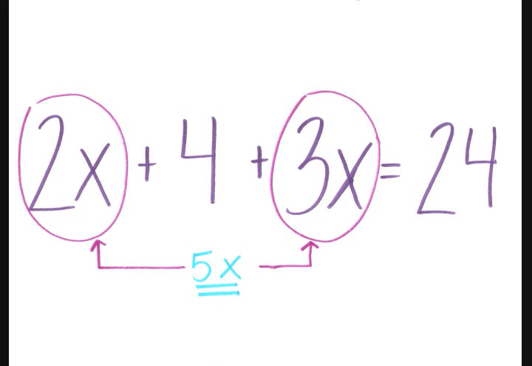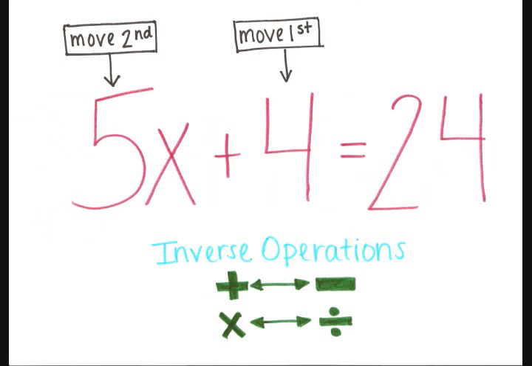First, he had to combine like terms. Like terms include variables that have the same power. 2x and 3x are like terms. Since they are on the same side of the equation, Variable X knew he could simply add them together to make 5x. Now Variable X has 5x plus 4 equals 24.